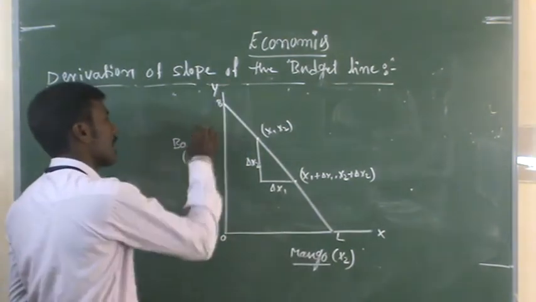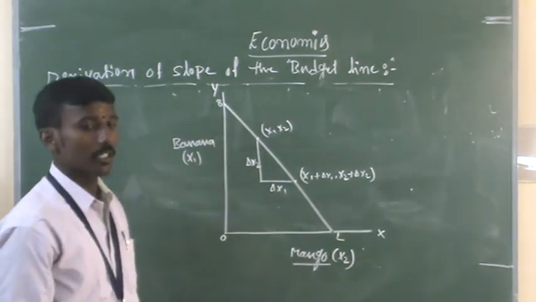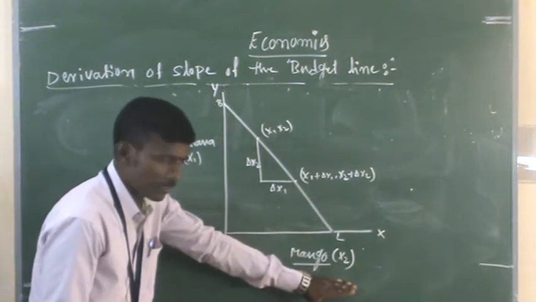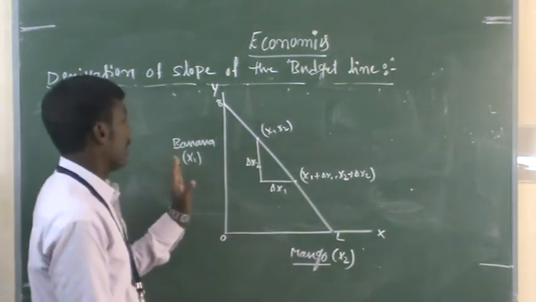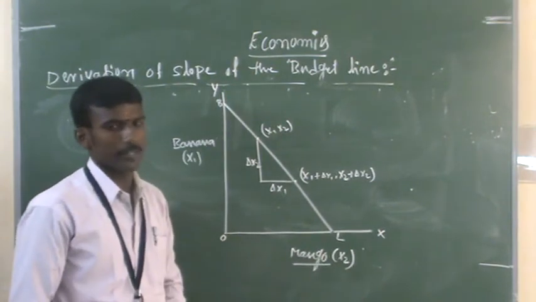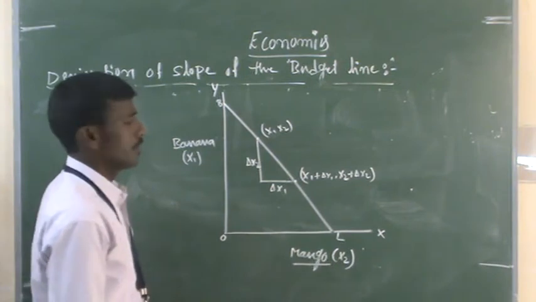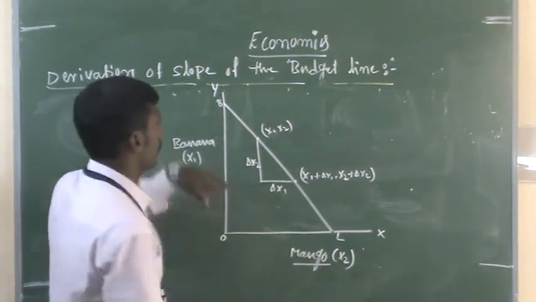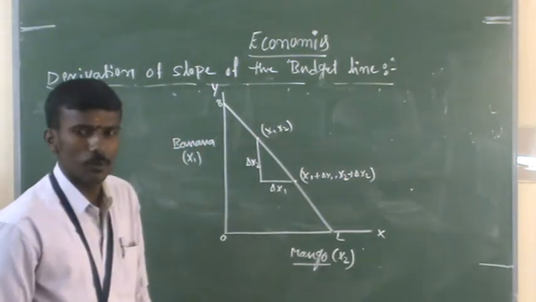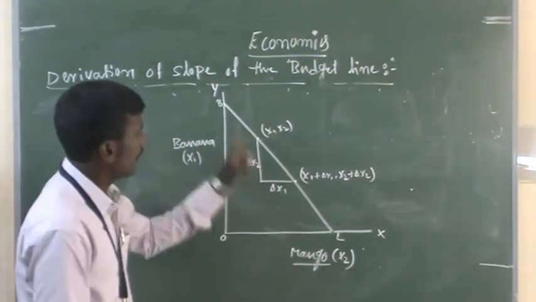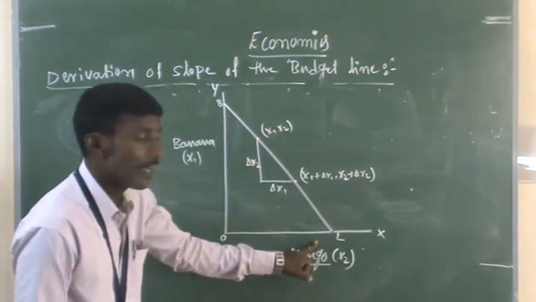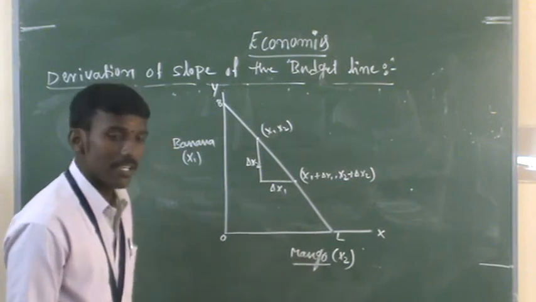The Y axis represents banana, or the quantity of banana, I mean X1. Here mangoes are represented on the X axis and bananas on the Y axis. Now in this diagram, the BL line, I mean the left to right downward sloping straight line, will be there. The BL stands for budget line.